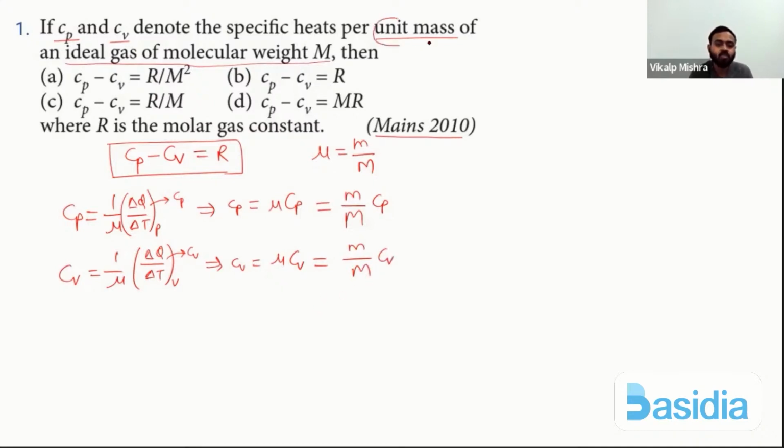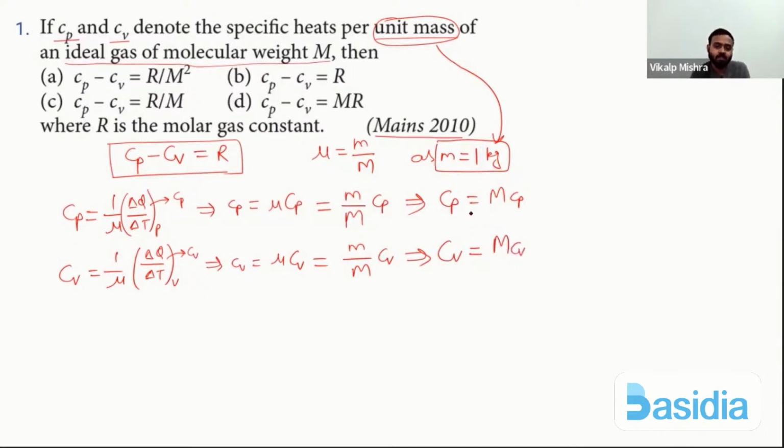As we know, here it is given as unit mass. Unit mass means the value of small m we will put as 1, and that capital M, that is molar mass, we will multiply here. So as small m is equal to 1 kg is given, unit mass is given, you can see. So putting 1, we get capital Cp equals M into small cp and capital Cv equals M into small cv. Now put this value and this value in this equation.